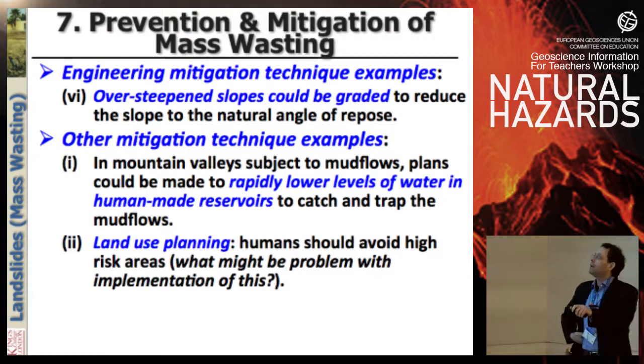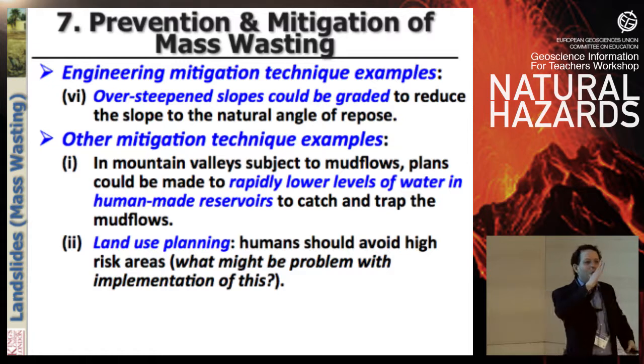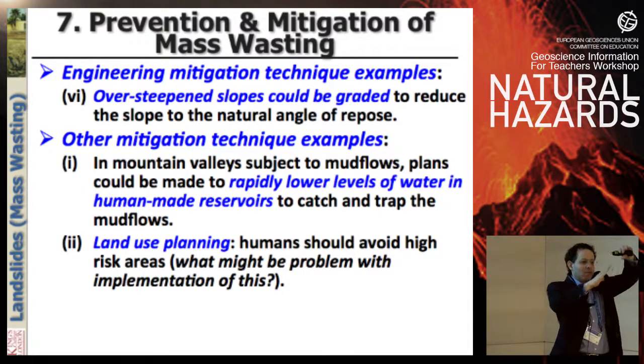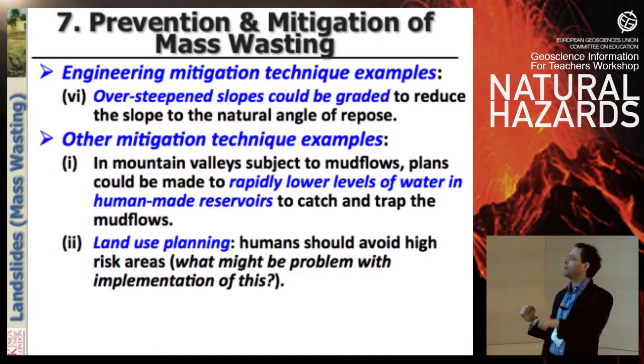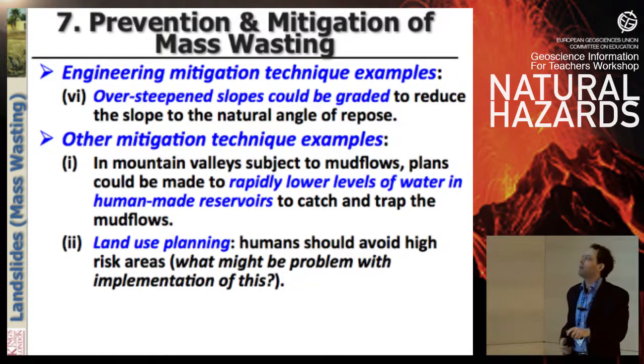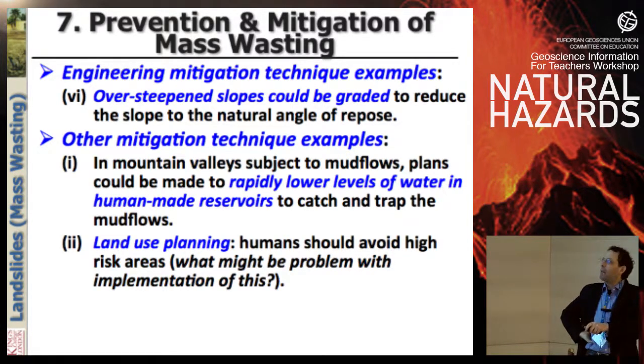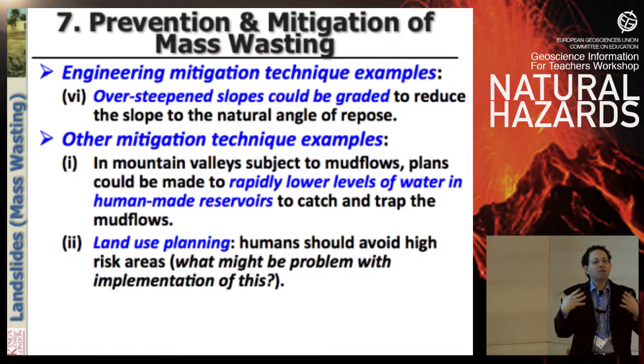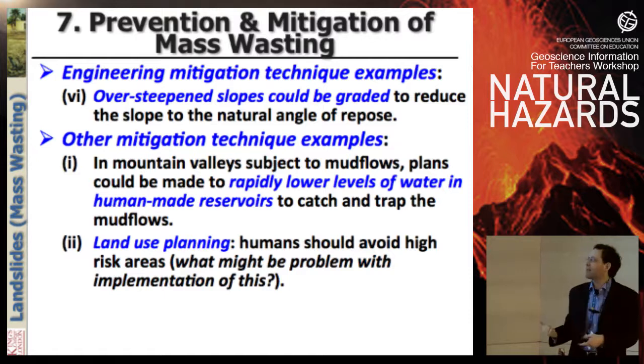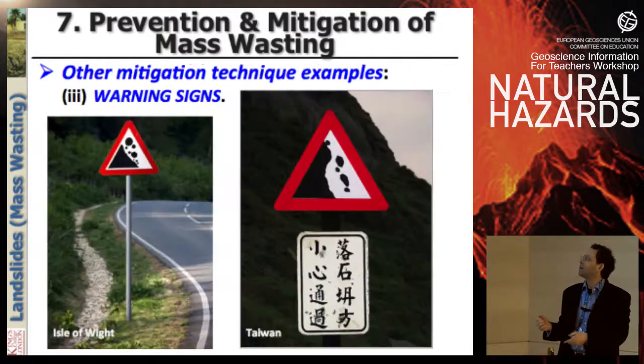Now, there are other engineering techniques. You can take over-steepened slopes and you can regrade them. So instead of having a road barrier like this next to the road, you make it and you fill in sediment so that you create it so it's at its angle of repose. What are other examples of mitigation techniques? In mountain valleys subject to mud flows, plans can be made to rapidly lower the level of water in human reservoirs. So now we get into what humans can do ahead of time. Warning systems can be put in. Land use planning can be put in.